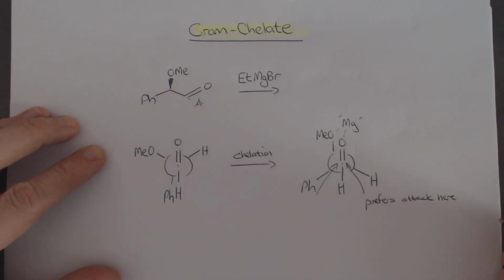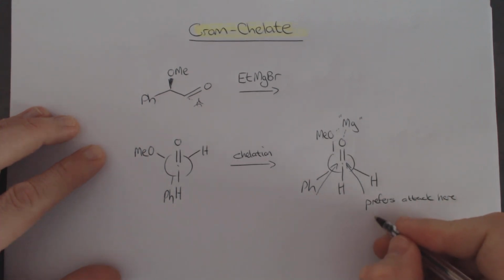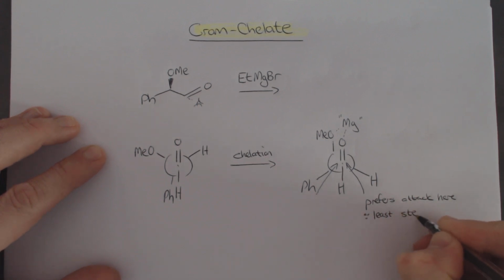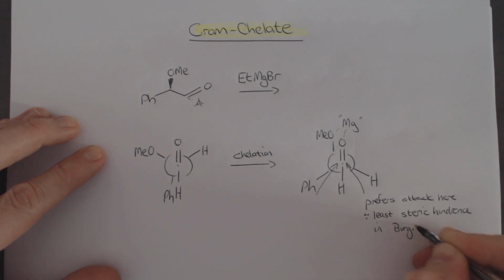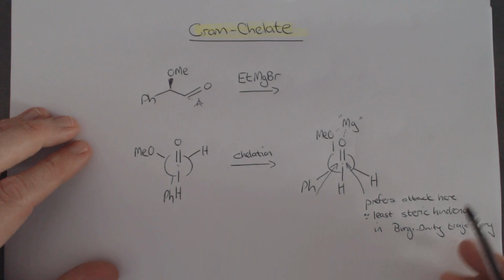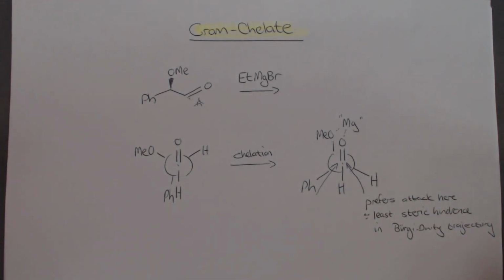and we need to tell everyone why it prefers it over there, because there's least steric hindrance in the Bürgi-Dunitz trajectory. Right, so that would be the kind of explanation for what's happening over there. So it's adding to the bottom face.